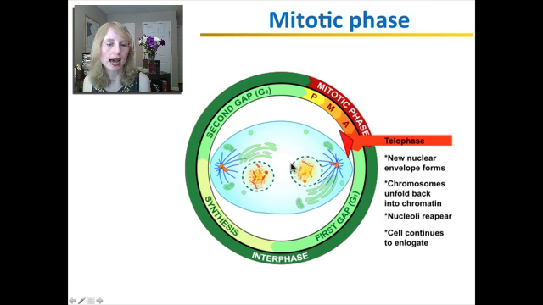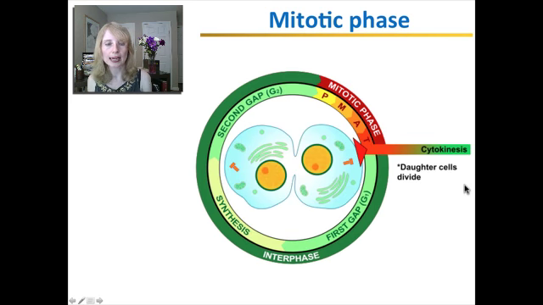Two new nuclei begin to form, and the chromosomes uncoil partially so that they're now back into chromatin. The nucleoli appear in the two new nuclei, and the cell continues to elongate to prepare itself for division of the cytoplasm. And here we have cytokinesis, the division of the cytoplasm, and we're done.